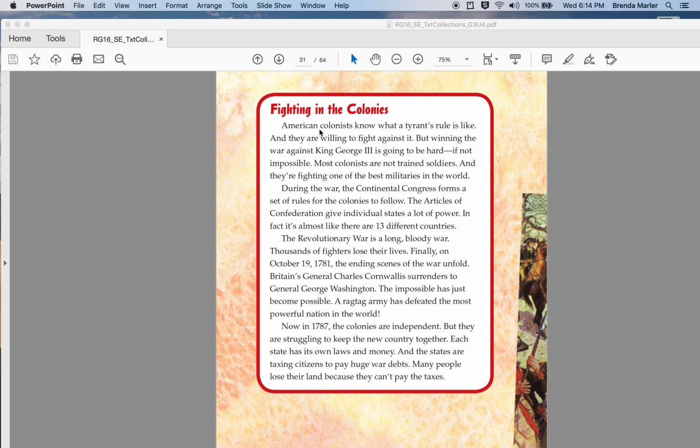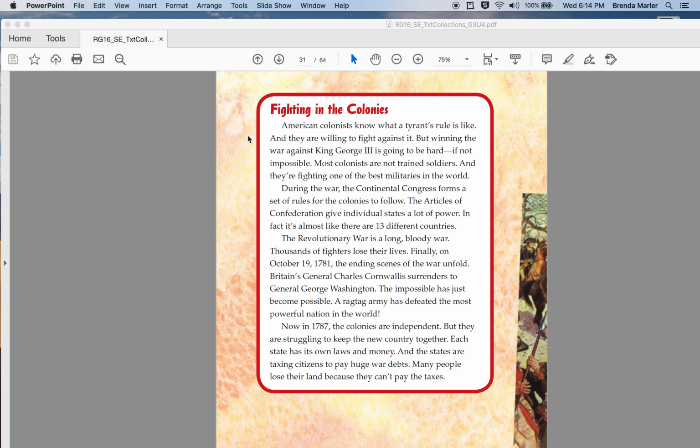American colonists know what a tyrant's rule is like, and they are willing to fight against it. But winning the war against King George III is going to be hard, if not impossible. Most colonists are not trained soldiers, and they're fighting one of the best militaries in the world. So King George's soldiers are highly trained. They learn how to shoot their weapons. They know how to fight.